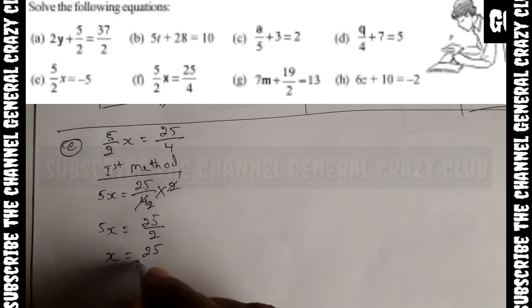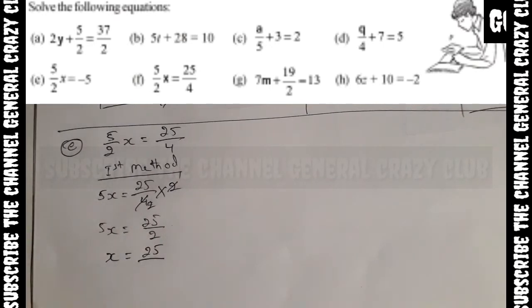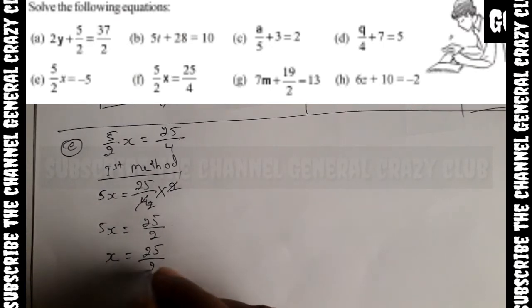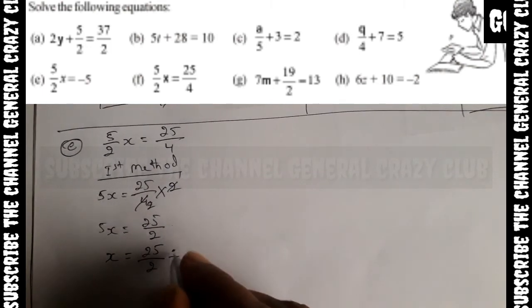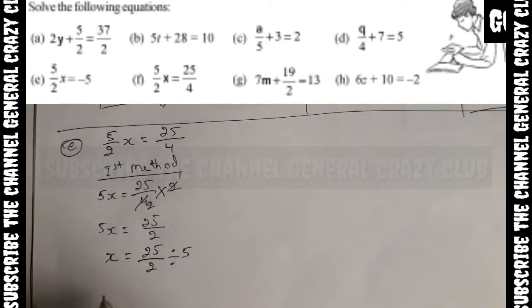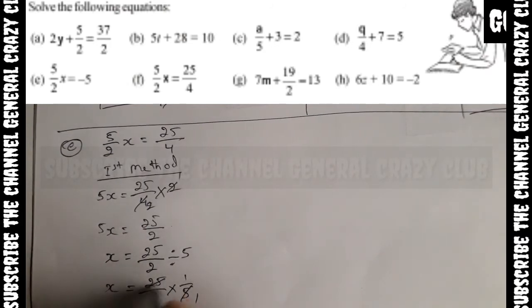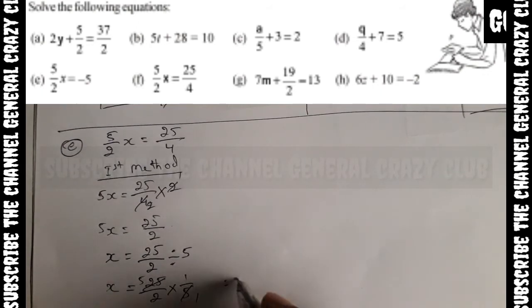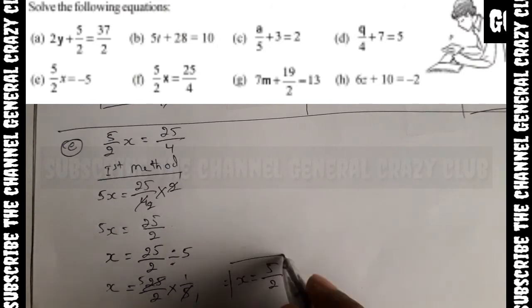25 by 2 divided by 5. 5 means 5 by 1. When it is division, x is equal to, here writing 25 by 2 into 1 by 5. 5 ones are 5, 5 fives are 25. What is the answer that came? X is equal to 5 by 2. Answer.